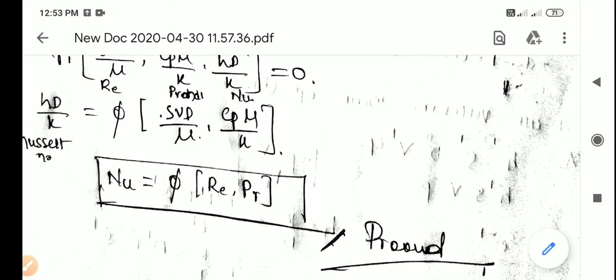So the Nusselt number hd divided by k is a function of rho vd divided by mu into cp mu divided by k. So the Nusselt number Nu can be written as a function of Re and Pr. Hence proved. This is about the important derivation of module 3. Thank you.